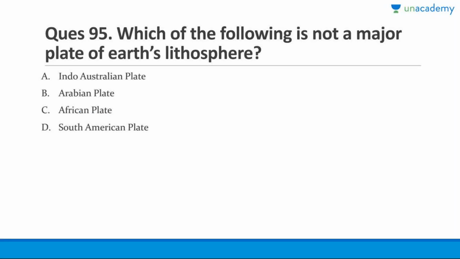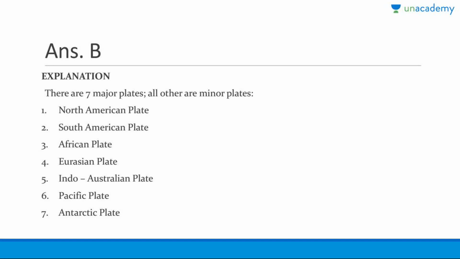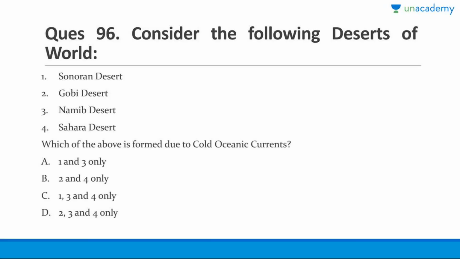So question number 95. Which of the following is not a major plate of Earth's lithosphere? So here answer is Arabian plate. Okay, there are 7 major plates: North American, South American, Africa, Eurasia, Indo Australia, Pacific, and Antarctic. Arabian plate is not one of them. Answer is B. Please remember this list. There are 7 major plates. All others are minor plates. 7 major plates include North American plate, South American plate, African plate, Eurasian plate, Indo Australian plate, Pacific plate, and Antarctic plate.